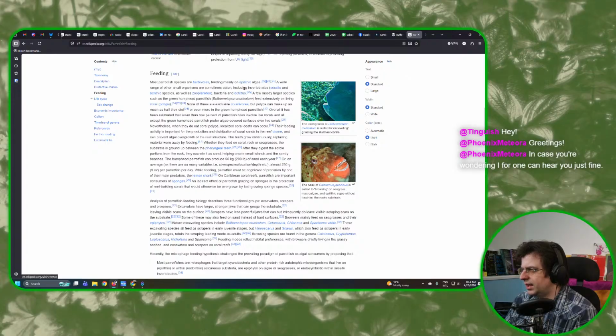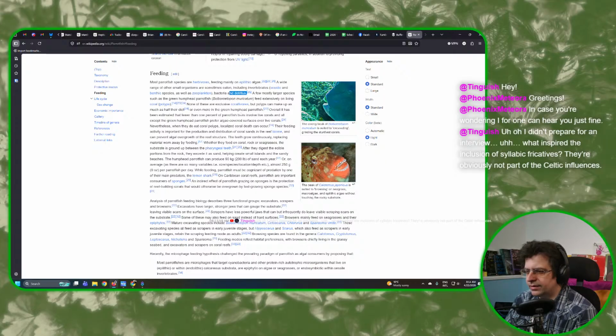But there's the other thing of literally everything eats zooplankton, right? There's detritus in their diet too.